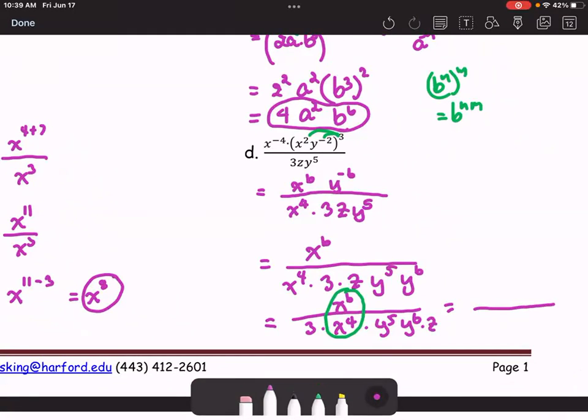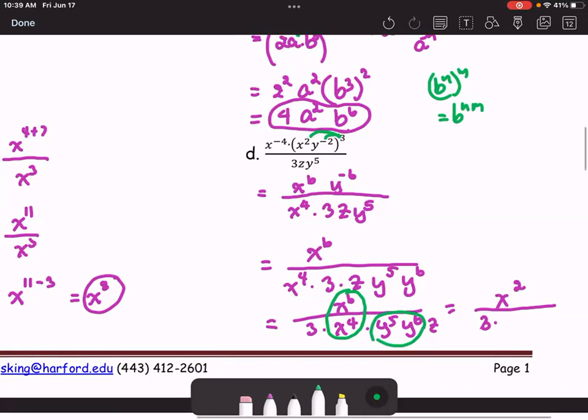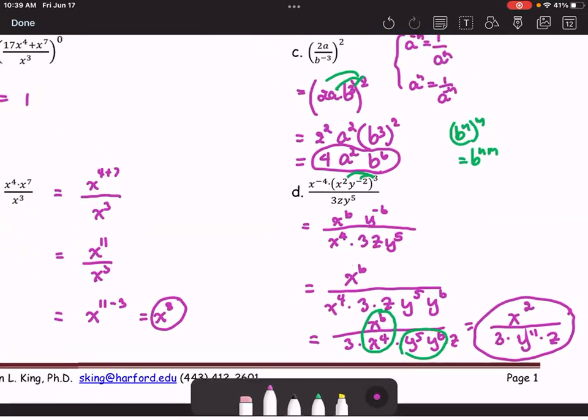Now it becomes x to the power 6 minus 4, or x to the second, and the coefficient 3 remains on the bottom. The y to the 5th and y to the 6th are in product form, so we can combine the powers, or the exponents, together. So it becomes y to the 11, and z is only one factor. So here is the final form of this expression in part D.